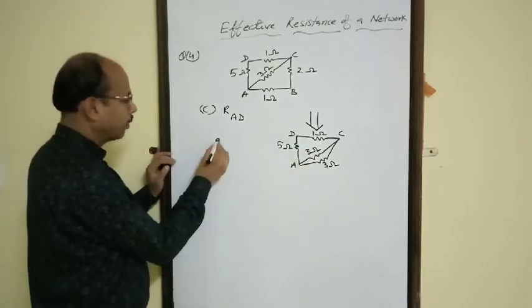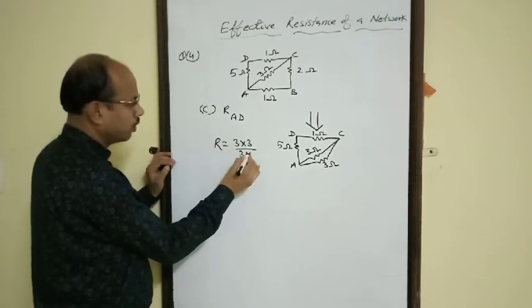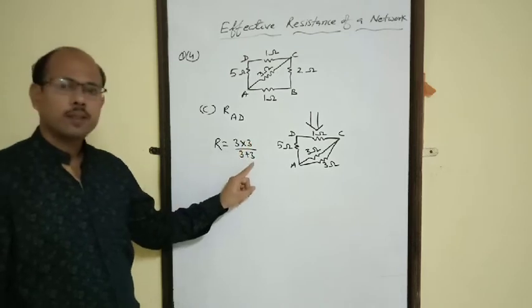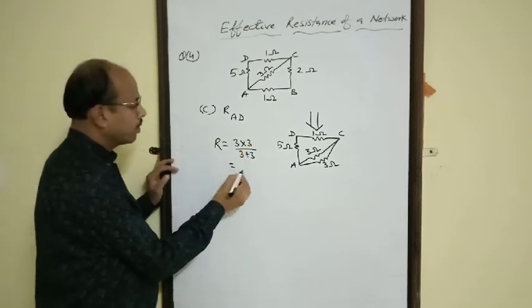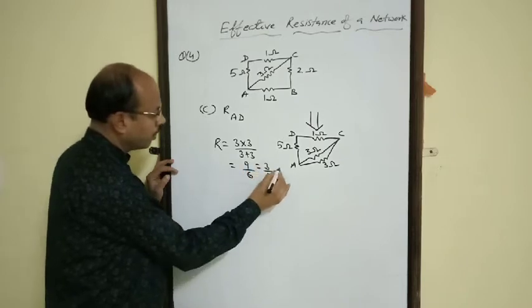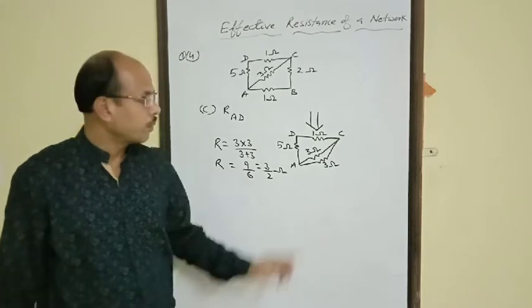Therefore, what will be the effective resistance? 3 into 3 divided by 3 plus 3. 3 into 3 divided by 3 plus 3. Or we can say 9 by 6, or we can also use 3 by 2. And this we can again get by some trick.